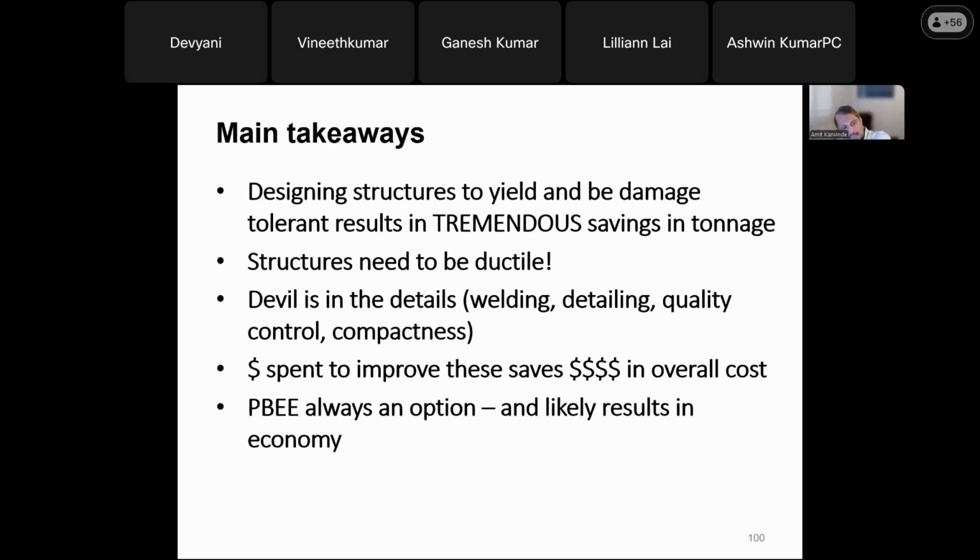However, to make the structure more ductile, the devil is in the details. You need to have the welding right, the detailing, the quality control, all these things which seem like just arbitrary checks. They're actually the most important checks because they assure you the ductility, which can allow you to reduce the tonnage. And finally, any money that you spend on improving these saves you a lot of money in overall cost. And finally, the performance-based earthquake engineering, we're doing this quite a bit. It likely results in economy. But we're not all the way there in terms of having resilience in our building codes.